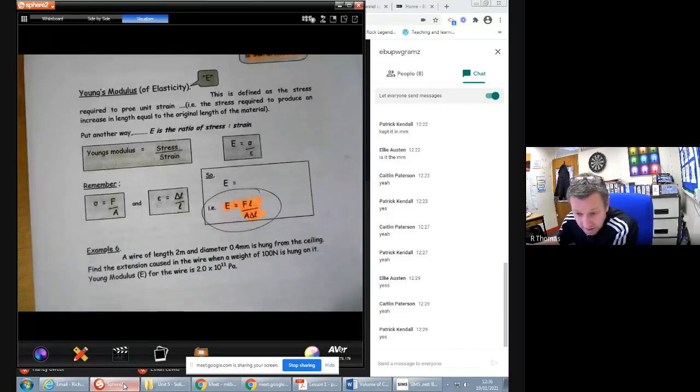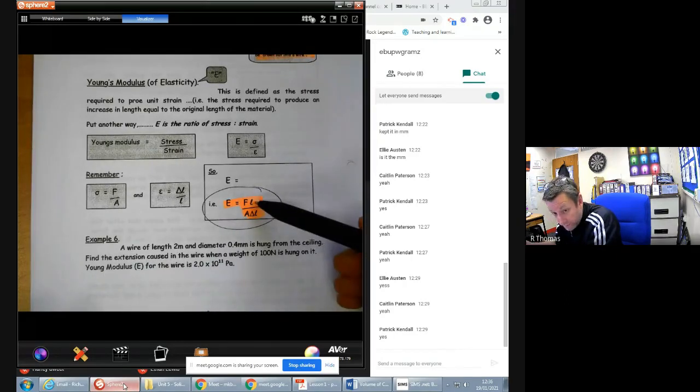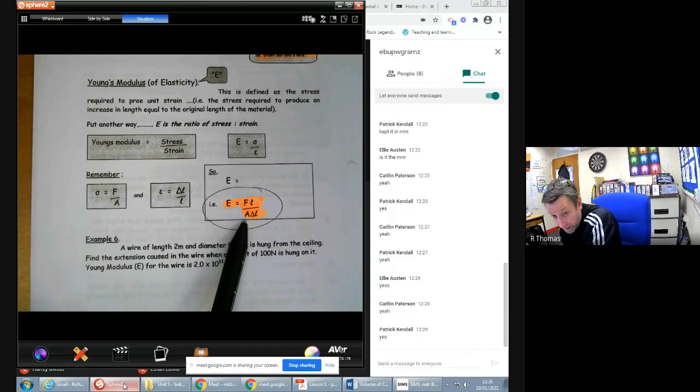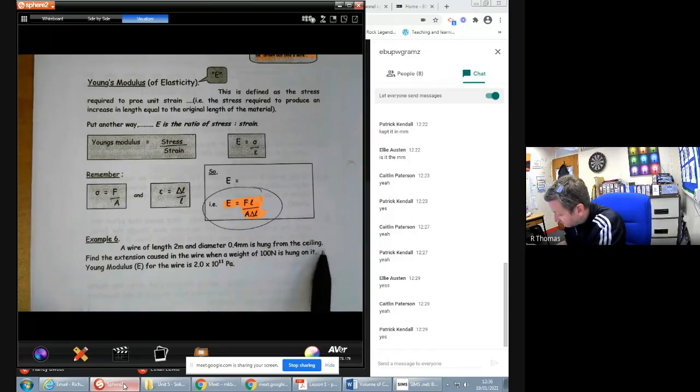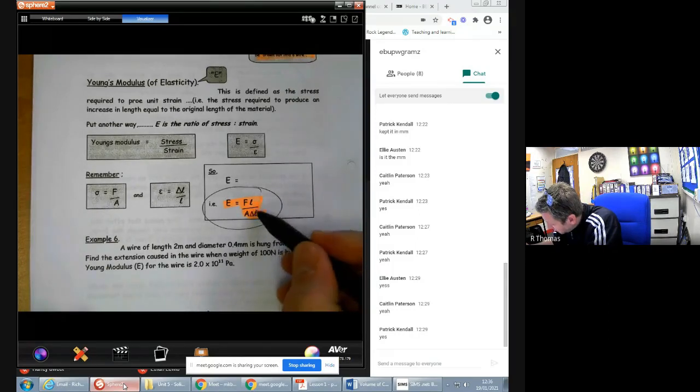So let's have a look at an example, right? I'd like you to have a crack at this one for me. A wire of length 2 meters. So I've got the length. And diameter 0.4 millimeters. So from that, I can get the area, right? Because a wire is cylindrical, the cross section is a circle. I've got the length and I can get the area. Don't cock up the units. Hang from the ceiling. So we're looking at the force due to gravity. Find the extension caused. So we've got to work out delta L.